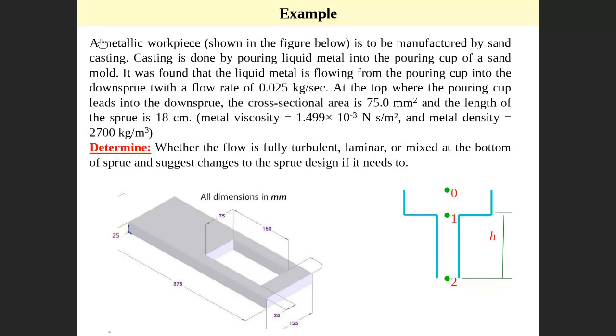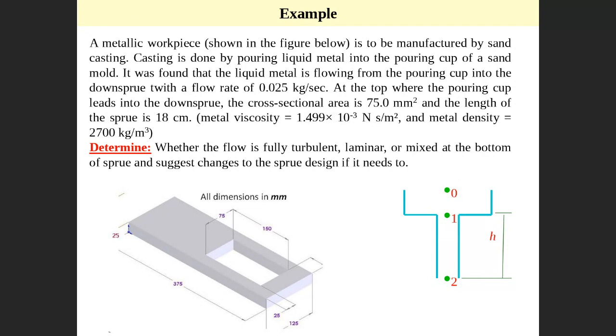A metallic workpiece. Finally, we would like to have this. This is a cavity. We need to cast the part shown in the figure below by sand casting. Casting is done by pouring liquid into the pouring cup. Here we put liquid in a pouring cup, sand mold. It was found that liquid metal flows from the pouring cup into the down sprue with a flow rate of kilogram per second.